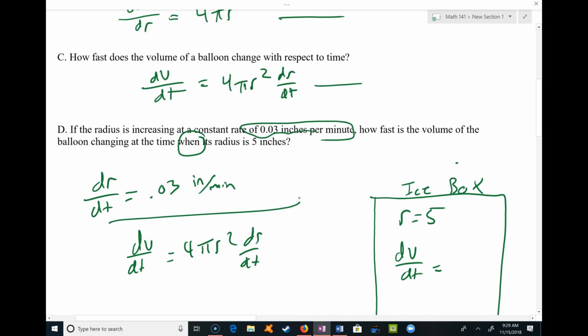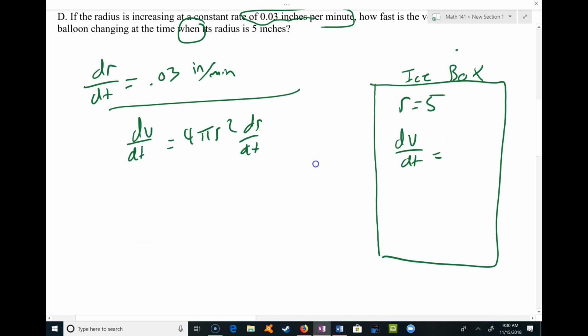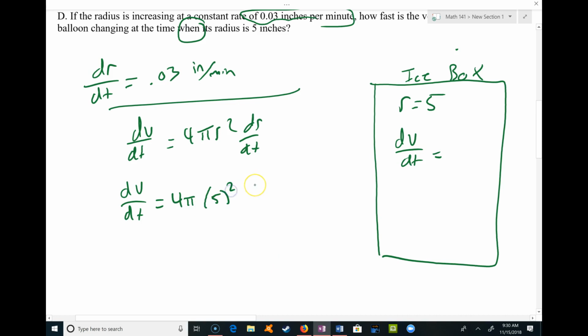Right? But now I've taken the derivative. It's sitting right there. Now I'm going to plug in everything that I know. Notice I'm not setting this equal to 0. That's what I do for optimization problems, right? I'm just plugging in what I know. So do I know what dVdt is? No, that's what I'm trying to find. So I'll leave that as dVdt. Do I know what 4 is? Yeah, that's 4. Do I know what pi is? Yeah, that's pi. Do I know what r is? Yeah, I can plug that in now because I've taken the derivative. So that'd be 5 squared. Do I know what dRdt is? Yes. That's 0.03.